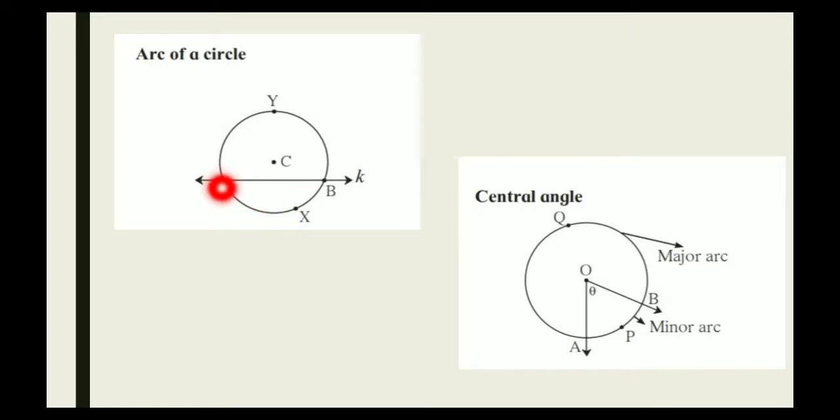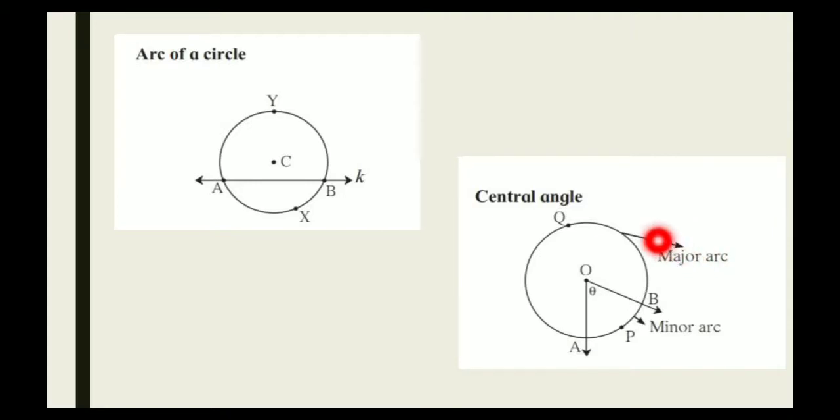I have a first figure here. Two arcs are formed, arc AXB and arc AYB. In the second figure, we are seeing arc APB and arc AQB. Arc APB is a minor arc. What is a minor arc? The arc which is less than 180 degrees is called a minor arc. The arc AQB is a major arc. When do we say it is a major arc? When the arc is more than 180 degrees, it is called a major arc.